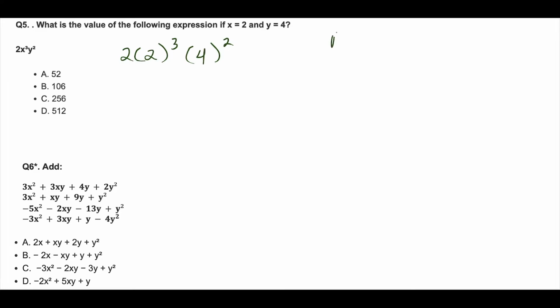So using the order of operations all over again, we know that we should be doing parentheses and exponents first. So we have 2 times 2 to the third power is 8 times 4 to the second power is 16. And now the last thing we do is just multiply everything together. If we multiply 2 times 8, 2 times 8 is 16, so we have 16 times 16.